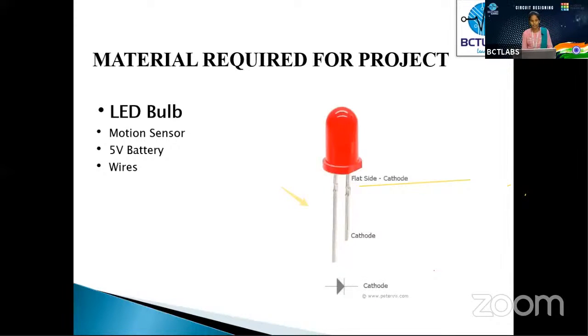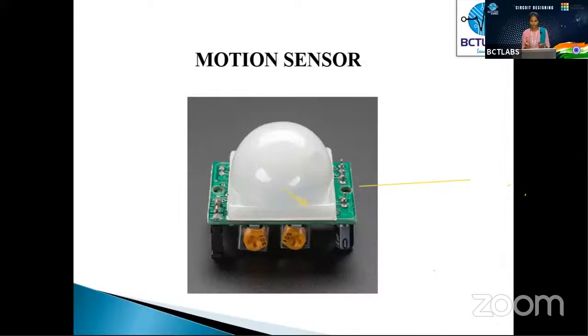Then the motion sensor. I told you that we are going to do an automatic lights on and off system. So we are going to sense the motion of an object or a person. Once the object is detected, we are going to turn on the LED. If nothing is detected, the LED will stay in the off state. To detect the motion, we are going to use the motion sensor.